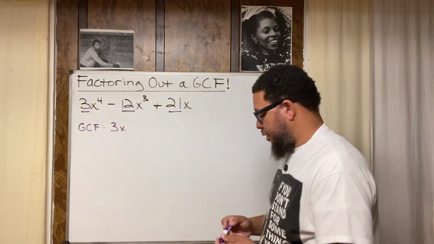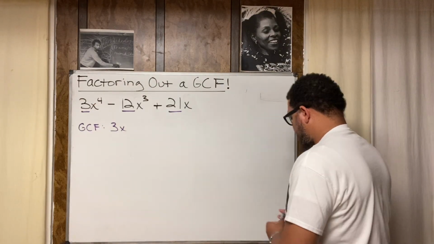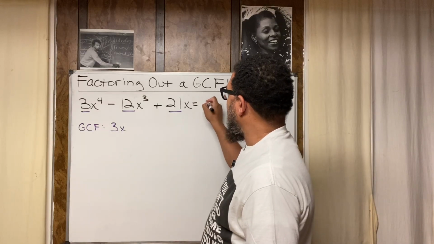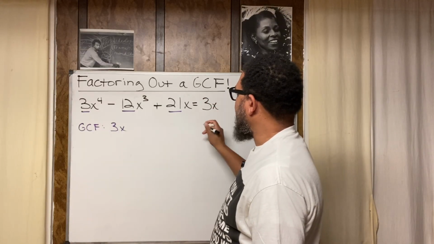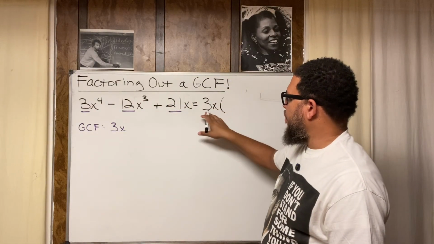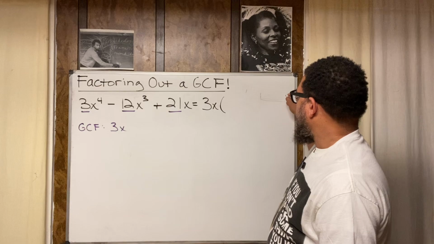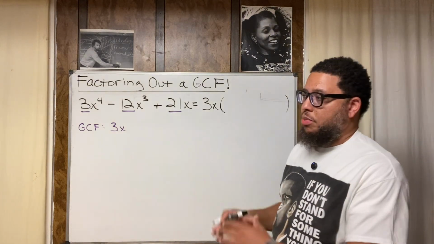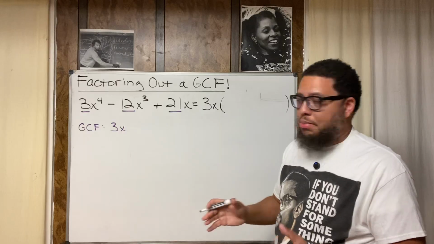Now, what do I do with that 3x? What I do is put an equal sign, and I'm writing an equivalent expression. I'm basically breaking this trinomial down into a monomial multiplied by another, simpler trinomial, right? That's the purpose of factoring. We're breaking something down into simpler terms.